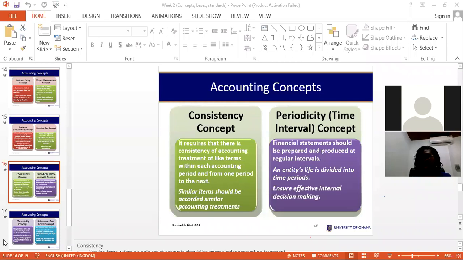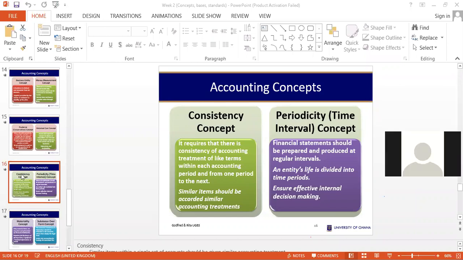So you would realize that as we go along, it will be statement of financial position as at today, as at the end of April. And for the period, your period could be January to March, you can prepare. It could be January to June, you can prepare. That is your prerogative.